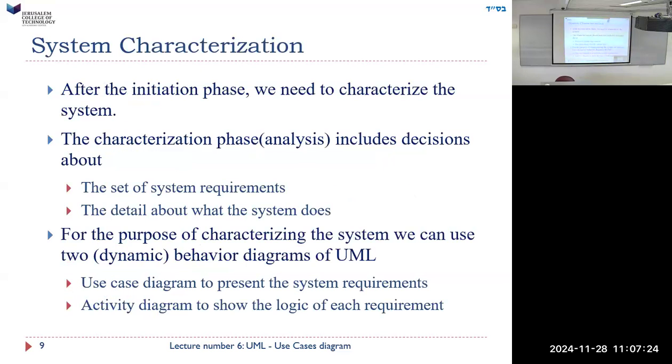Okay. After the initiation phase, we need to characterize the system. In other words, what are the characteristics of the system? The characterization phase analysis includes decisions about this: what are the requirements, details about what the system does. In other words, the initiation phase is writing your initiation document. And then you have to start characterizing what the requirements are. For the purpose of characterizing the system, we can use 2 dynamic behavior diagrams: use case to present the system requirements, and activity diagrams to show the logic of each requirement.